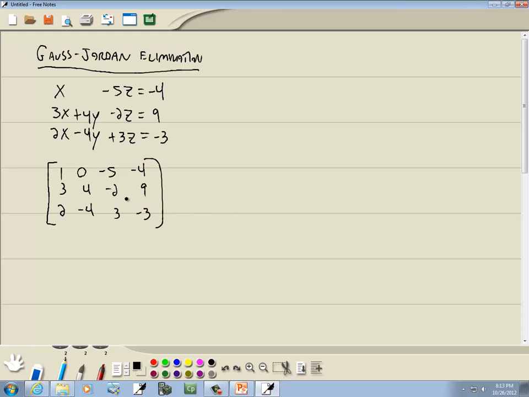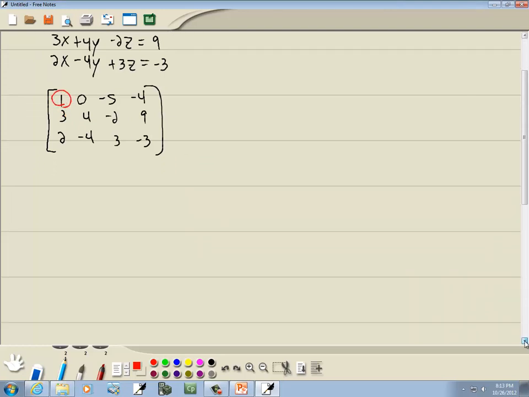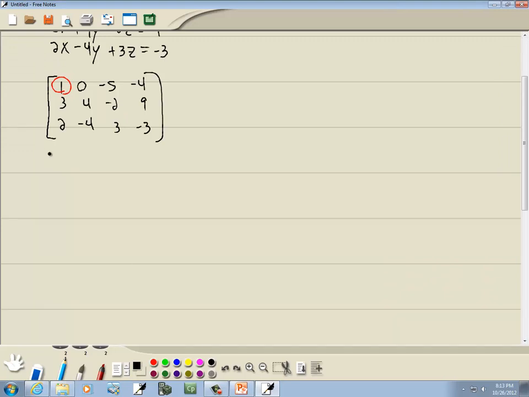Okay. Let's go through our steps now. Our first step, we want to get a 1 here. Well, we have a 1 there, so that's okay. I'll write it down again. Now what we want to do is get zeros below that 1. So we want to work on getting zeros there.